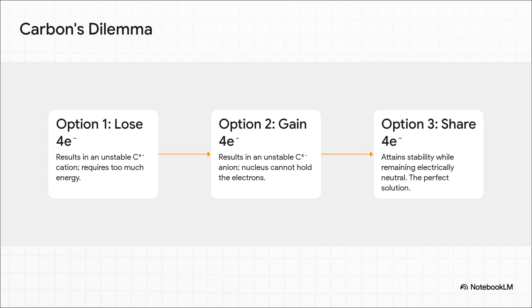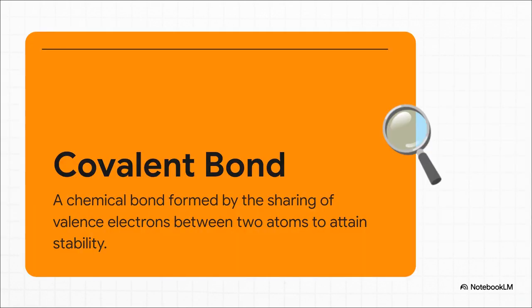The perfect solution, sharing. And that elegant solution is called the covalent bond. Instead of fighting over electrons, carbon just shares. It shares its 4 outer electrons with other atoms. It's like the ultimate atomic sharing plan. By doing this, both carbon and the atoms it's bonding with get to feel like they have a full, stable outer shell, all while staying electrically neutral. It is an incredibly clever and super stable arrangement.